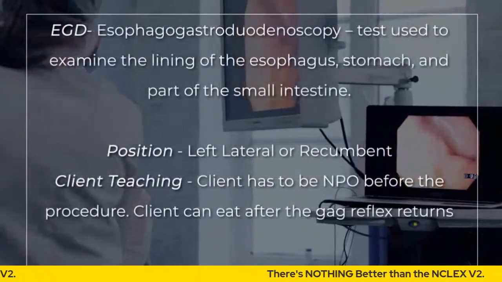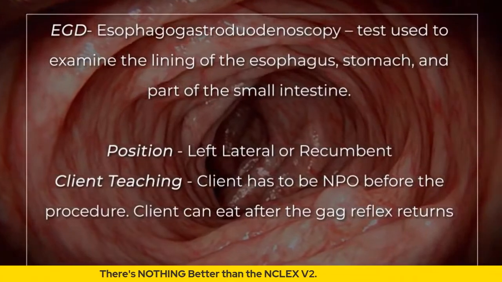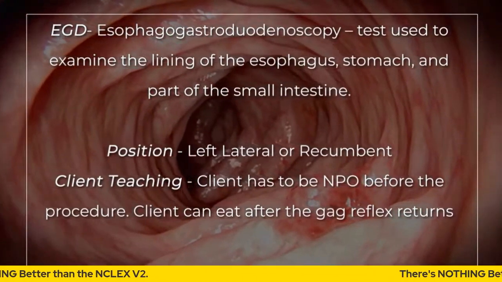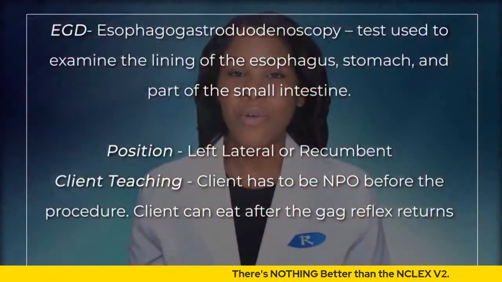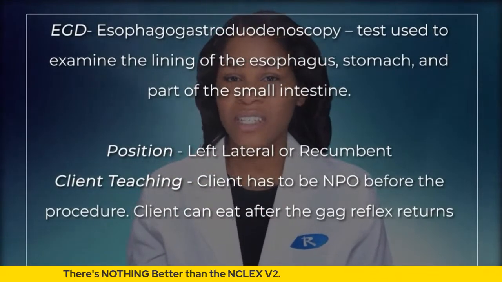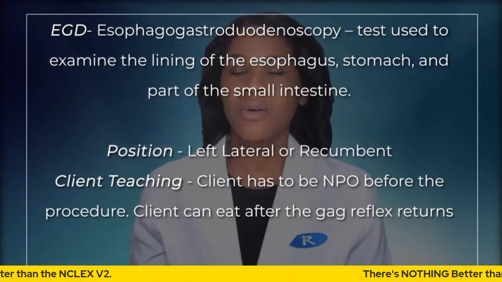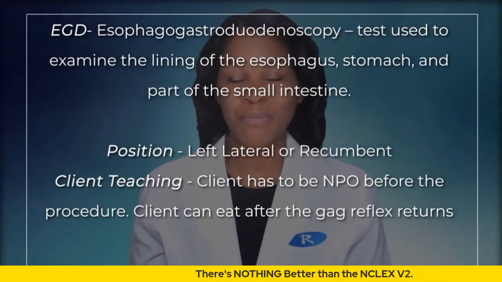Esophagogastroduodenoscopy, or EGD, is a test that examines the lining of the esophagus, the stomach, and also part of the small intestine. What happens is that a scope is put down the patient's throat to visualize all these areas. The best position for an EGD will be the recumbent position or left lateral.